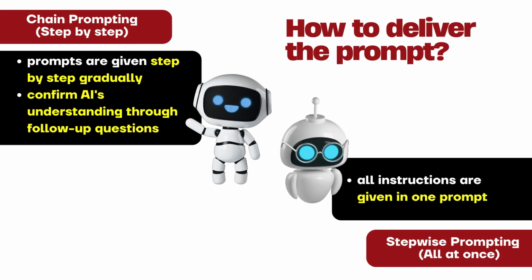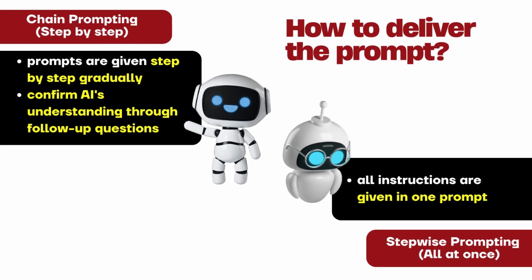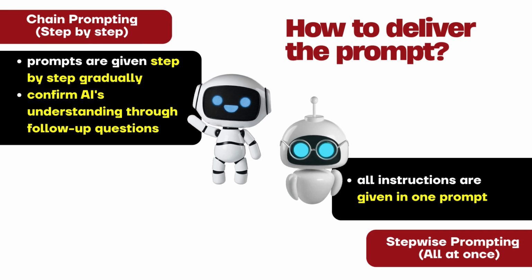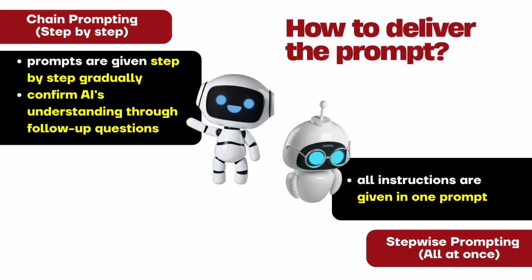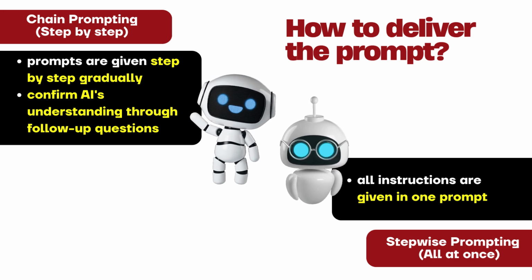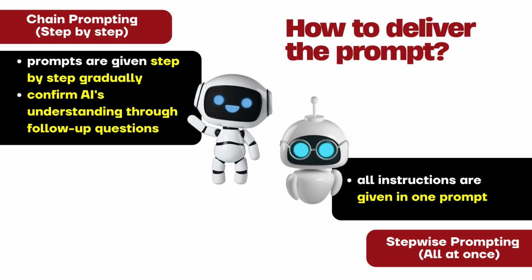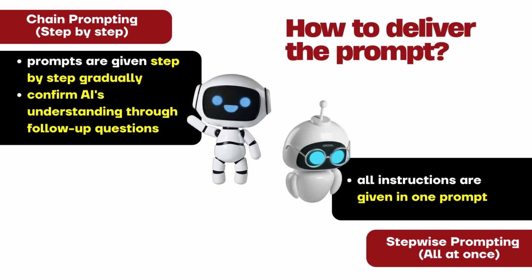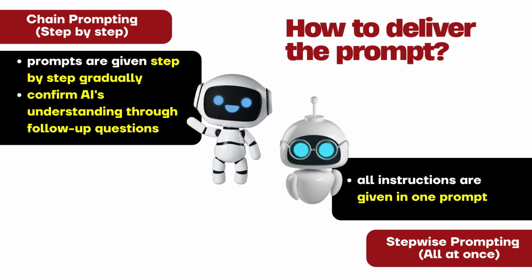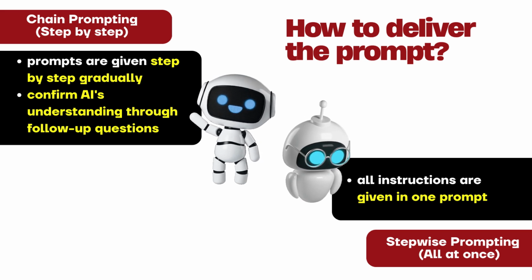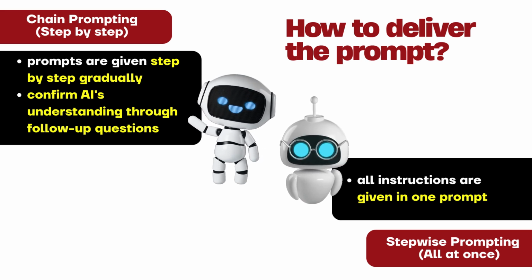Typically, prompt can be given to the AI in 2 different ways. Firstly, the prompt can be given step by step, gradually. Here, we confirm the AI's understanding step by step through follow-up questions. This prompting method is referred to as chain prompting. Secondly, we can provide the AI with the prompt all at once. This prompting method is called stepwise prompting. Both methods have their pros and cons.